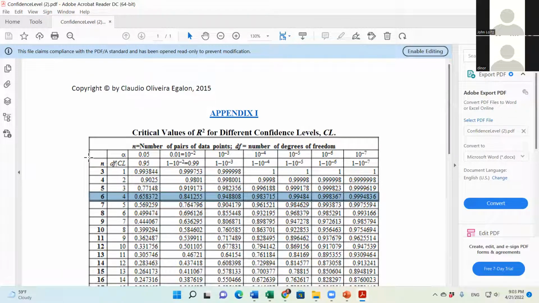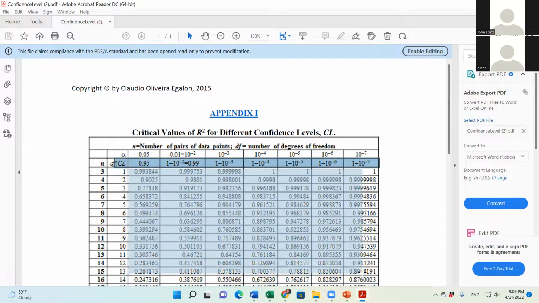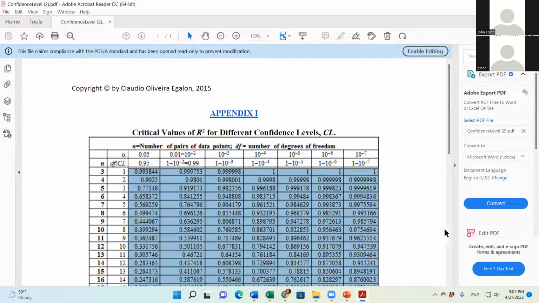What you have to memorize is that the n's are here in this vertical column. N is the number of data points. And the CL is right in here along this row. Make sense, Ryan? What you have here are what we call the critical values of R squared. That's what you have here.